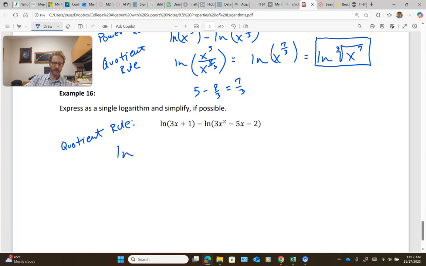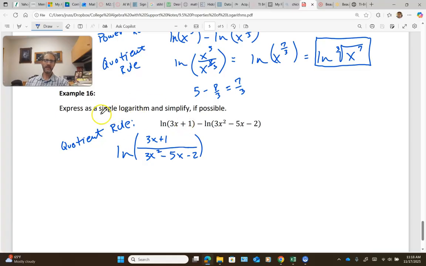Okay, so this will become the natural log of that 3x plus 1. That will become our numerator. And then the 3x, I don't know why I'm keeping that in parentheses. That trinomial, which is the argument of the second logarithm, will become our denominator, 3x squared minus 5x minus 2. Okay, so this fraction now, or this quotient, is the argument of my logarithm.